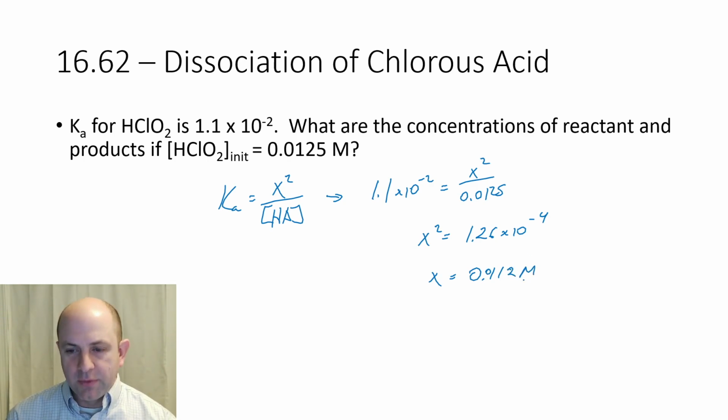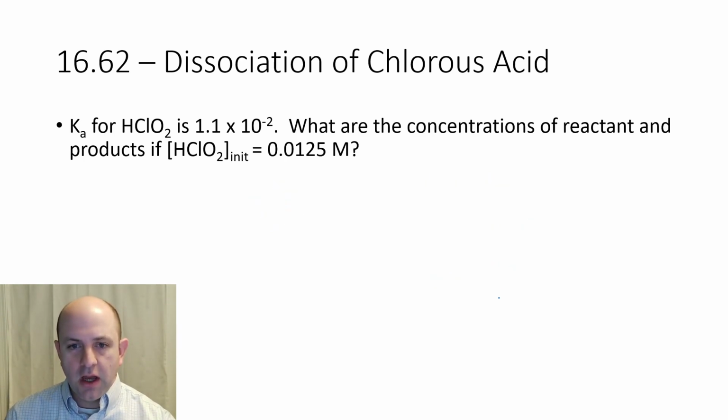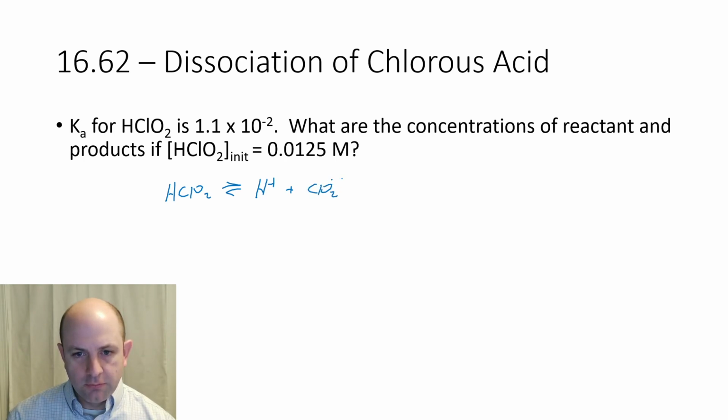And we see right there, there's the problem. X is not negligible compared to initial. Our initial's 0.0125 and we got 0.0112. It's 90%. That can't work. So we can't use the shortcut here. We've got to go ahead and use the quadratic, where we'll say, okay, if we make up our ice table, we have HClO2 is in equilibrium with H plus and ClO2 minus. Make up our little ice table over here.